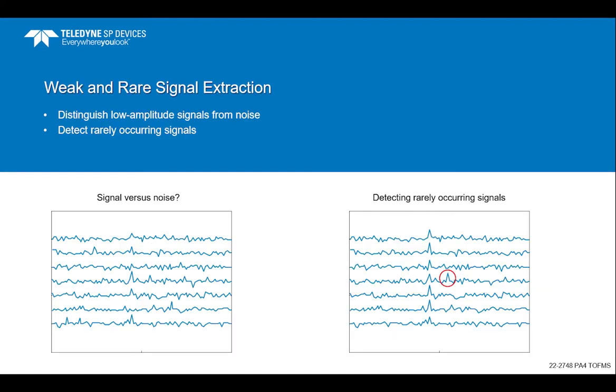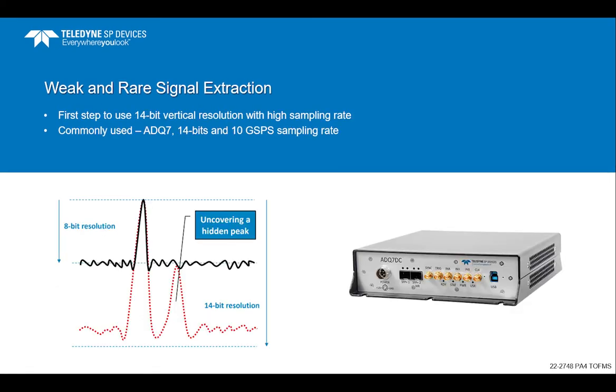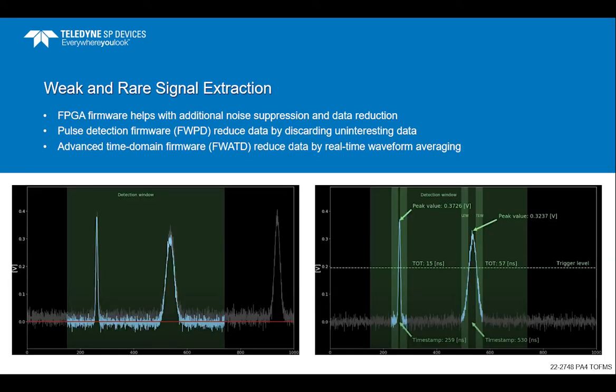Detecting weak ion signatures in the presence of noise is a mass spectrometer key performance indicator. Digital signal processing techniques can improve the signal-to-noise ratio, but such solutions need to resolve rarely occurring signals so that even a weak mass-to-charge ratio can be accurately determined. The first step towards capturing weak signals in a noisy environment is to select a 14-bit digitizer with a sufficiently high sampling rate. One example is the 14-bit ADQ7 digitizer with a 10 gigasamples per second sampling rate.